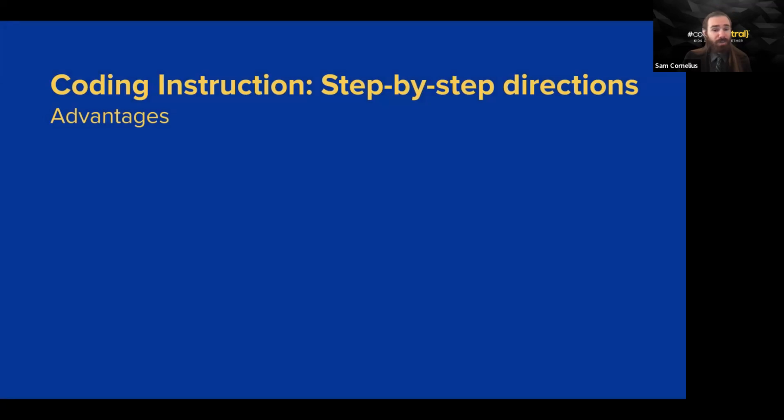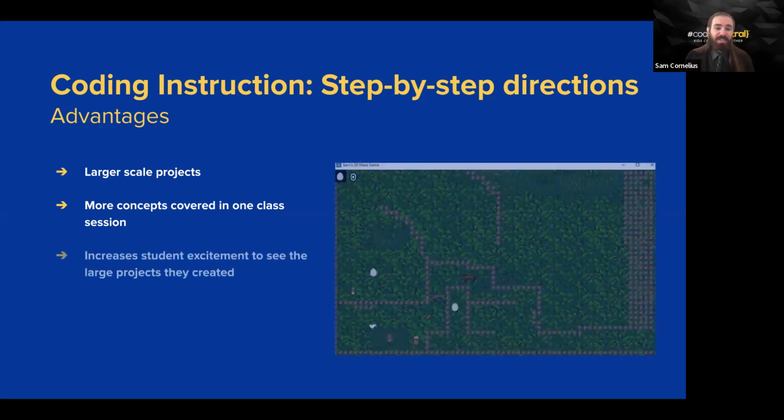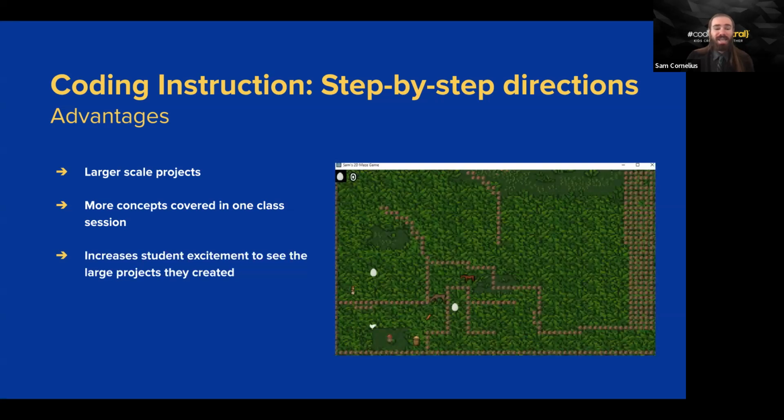Some advantages of step-by-step directions include larger scale projects, because when you're following these directions, students don't necessarily need to know everything about coding in order to create these larger projects, because they have the directions guiding them. It allows you to cover more concepts in a single class session. Being that these are larger projects, you are combining if statements with variables, with while loops, with functions, and students get to learn about all of that in one big project. And then finally, it increases student excitement because they see these larger projects created that otherwise might not have been immediately accessible to them.